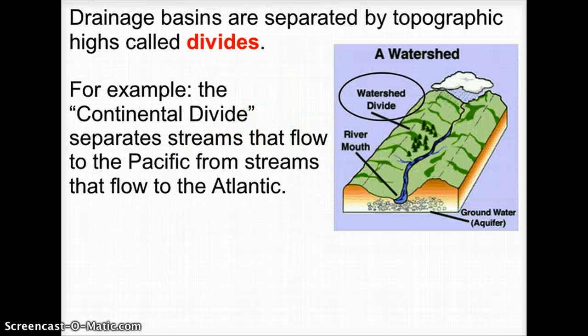A divide simply separates the water flow over land. Usually these are high levels of land, which cause the water to go in opposite directions. We have the continental divide in the United States, which causes part of the water that falls to go towards the Pacific, and the other part of the water travels in different routes to eventually get to the Atlantic Ocean.